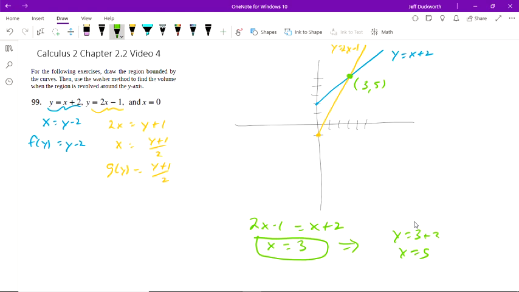Okay, and that's oddly enough where it showed up on the graph. So that's on the grid. That's good.